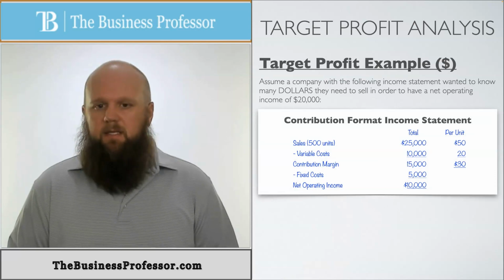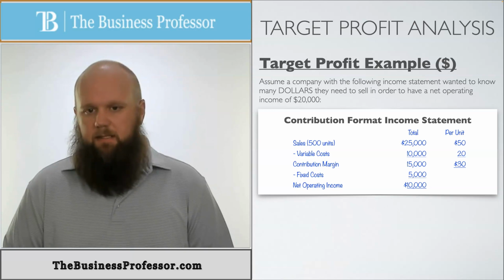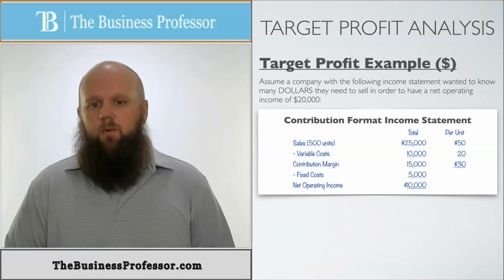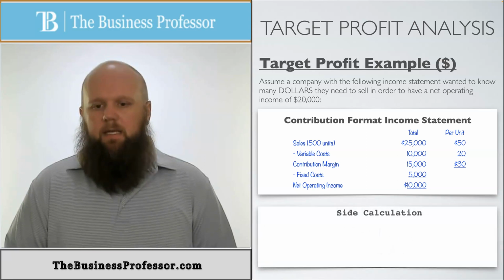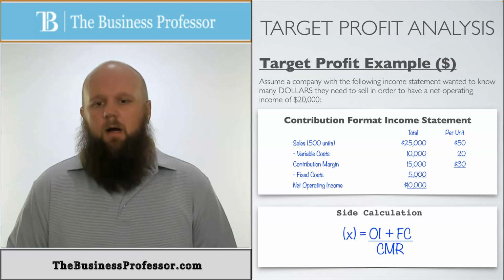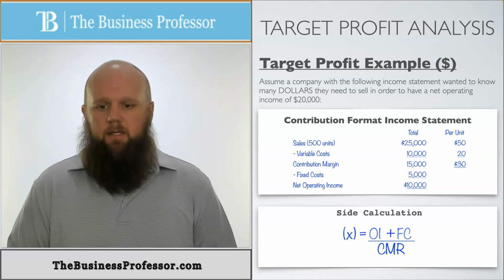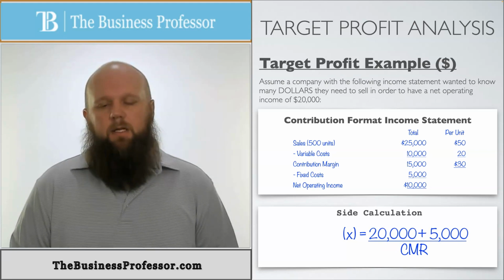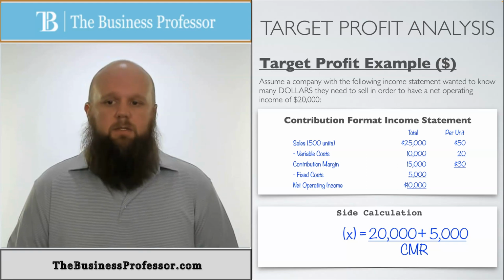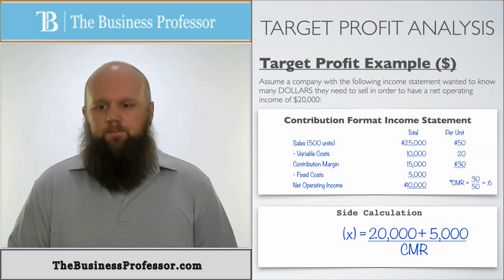Same thing, except they want to know how many dollars have to be sold in order to get a net operating income of 20,000. So again, using the same equation, except this time our denominator is going to be the contribution margin ratio. The operating income that we want is 20,000. The fixed cost is 5,000. That doesn't change, but our contribution margin ratio is 0.6. Again, that is the $30 divided by the $50. So put in 0.6.